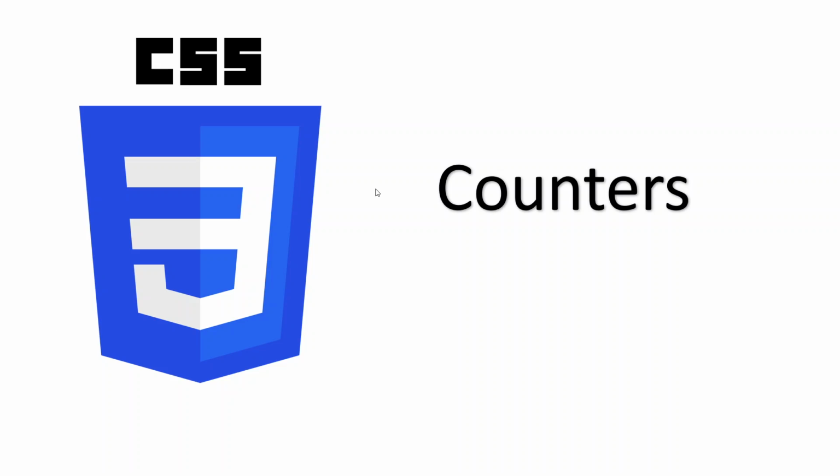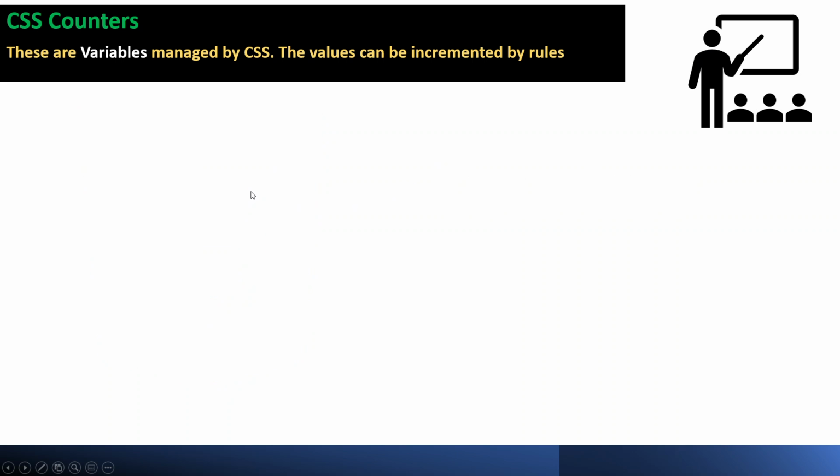Welcome everybody to today's lesson, CSS counters. And what are CSS counters? These are variables that are managed by CSS. And the values of these variables can be incremented by rules. And we're going to take a look at some of the uses of this. So we're going to go straight into the code section and look at some examples.